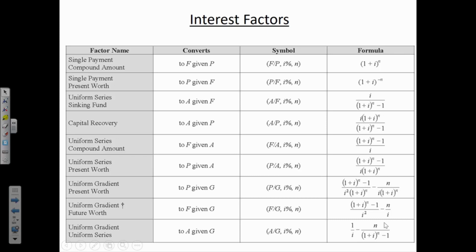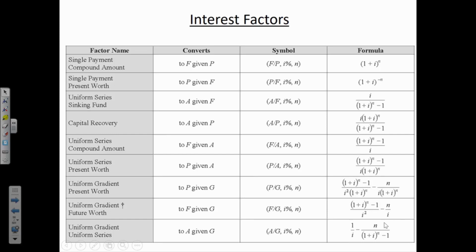Now remember, in the past, we've talked about the language of what's in these parentheses. What it says there in the column labeled symbol is kind of a language, and it's a sentence. For the top one, for instance, F/P means find F given P. So you're finding a future amount based on some known present value. I is going to be the compounding interest rate, and N is the number of periods into the future that it's compounding. And so the formula for that probably looks pretty familiar by now.